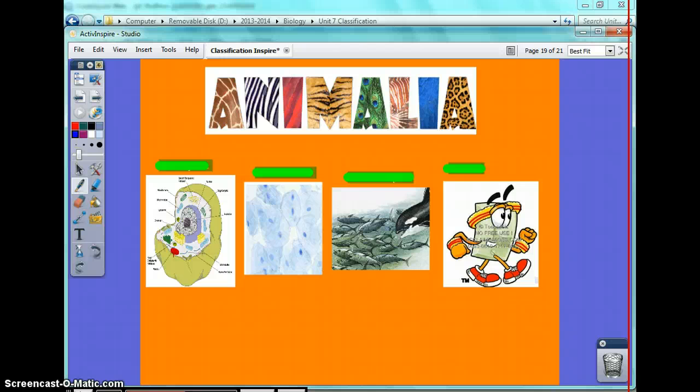Animalia. Say it quickly. Eukaryotes. Multicellular. Keep going. Heterotrophic. And motile. We know we can move. And again, one day I will fix these notes.